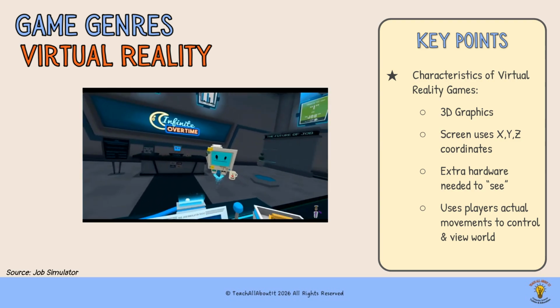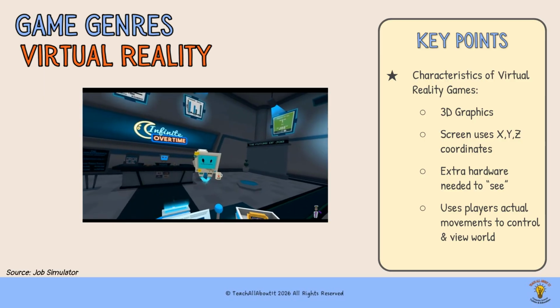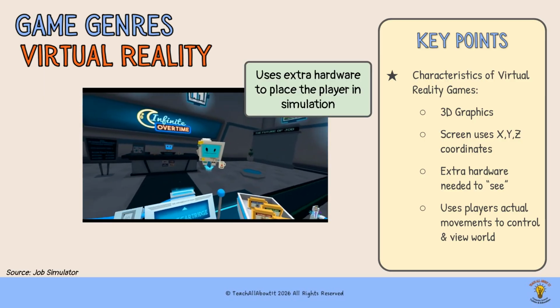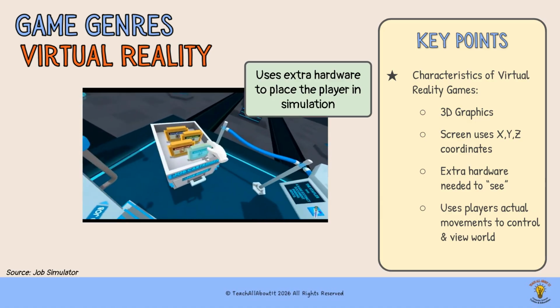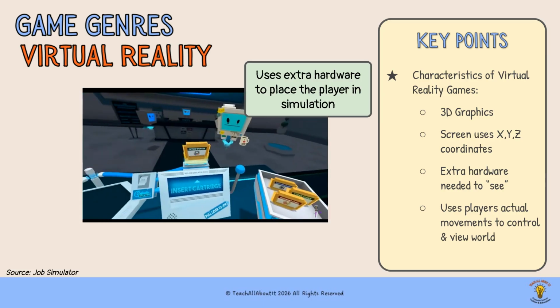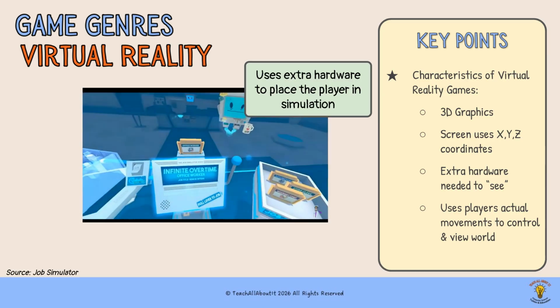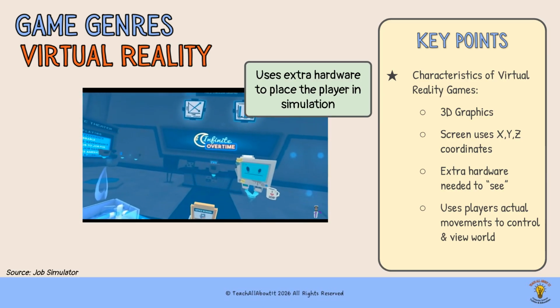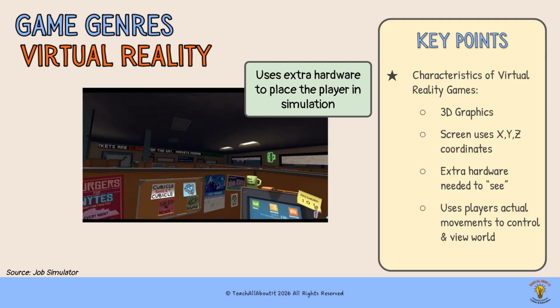Now, I want you to imagine that you are wearing a large VR headset, because virtual reality games require extra hardware needed to actually see what's going on. In this case, where you can see the hands, those are your controllers, so you do need extra hardware to also interact. So our player is going to use hardware to place this player inside a simulation.